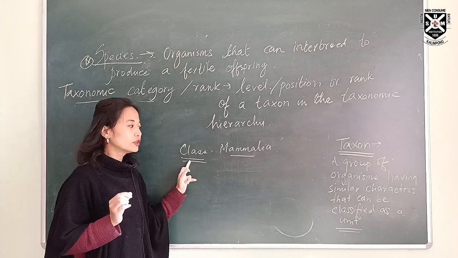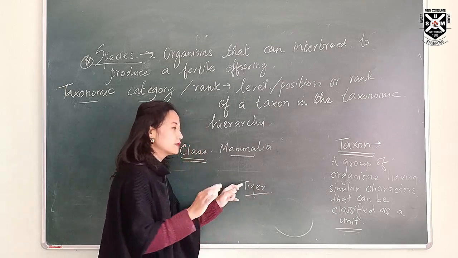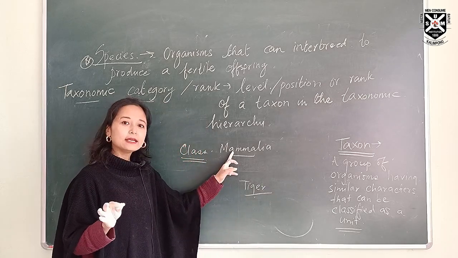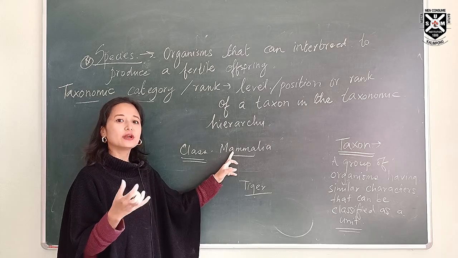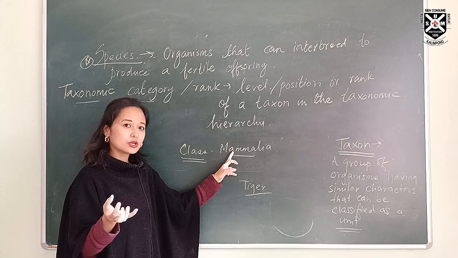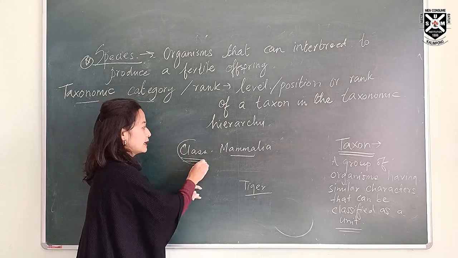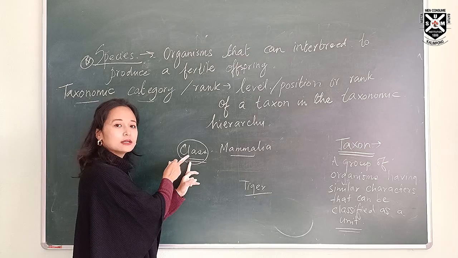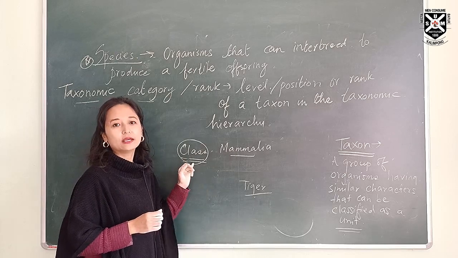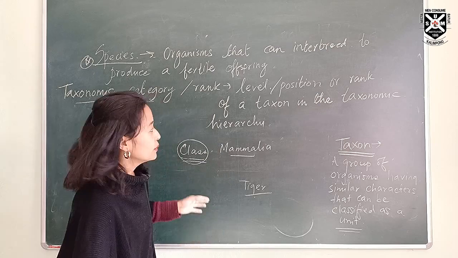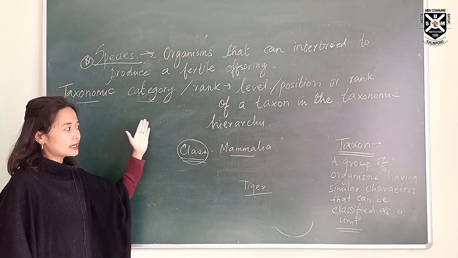the position or the rank class, the tiger, our example, the Panthera tigris, forms a taxon along with the humans. Because humans and tigers share common characters such as the body hair and the mammary glands. So humans and the tiger form a taxon at the level of the class. So the taxonomic category class denotes the rank of the taxon in the taxonomic hierarchy. All right, so this is your taxonomic category or taxonomic ranks. So it denotes the level or the position of the taxon in the taxonomic hierarchy.